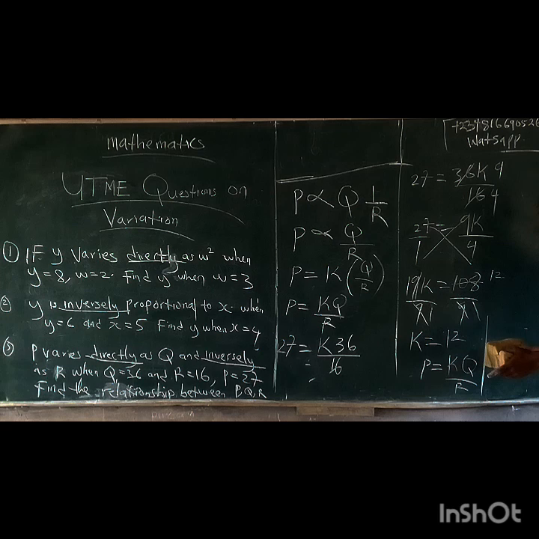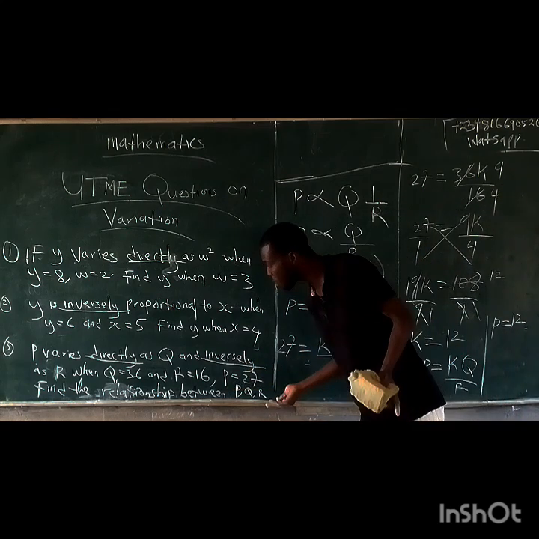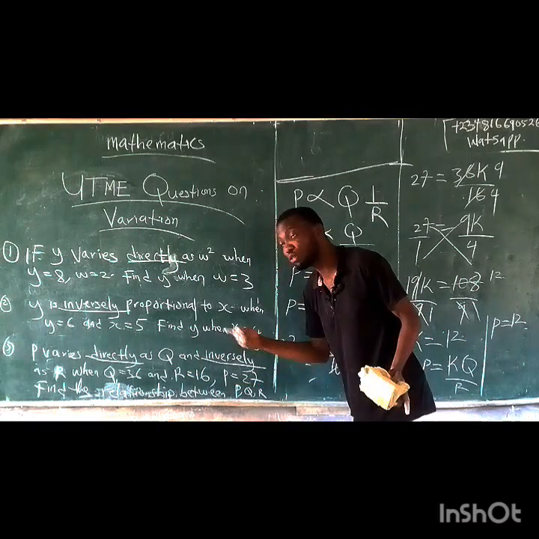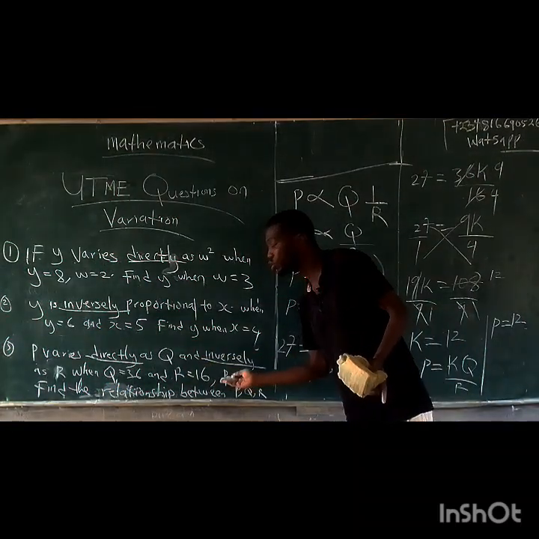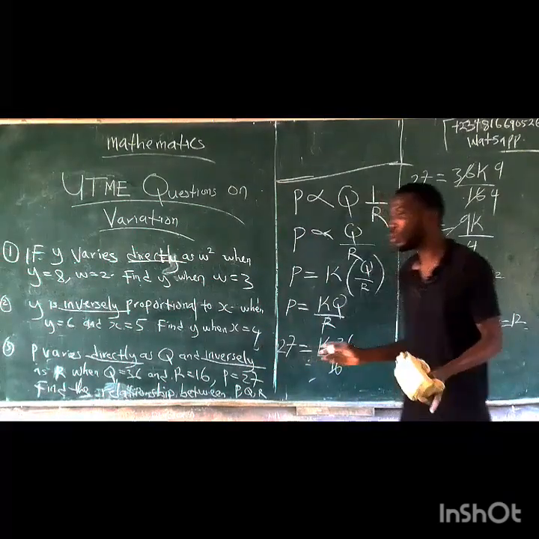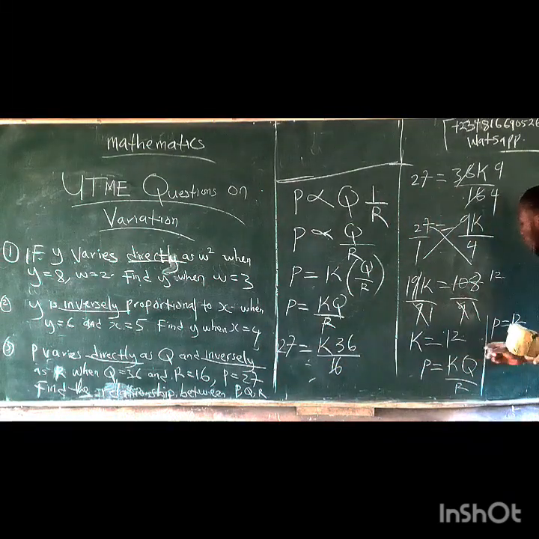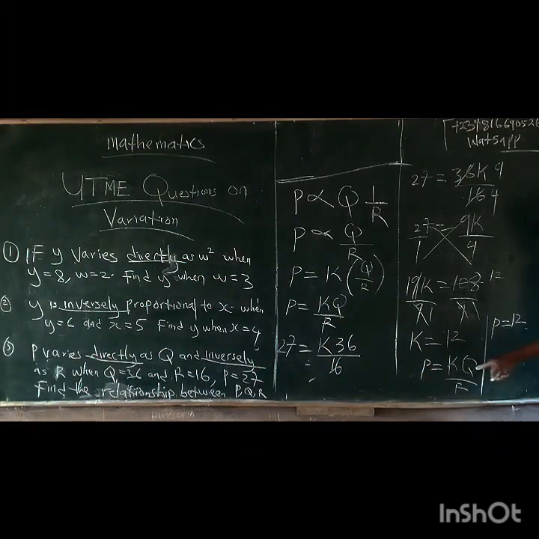So the relationship will now be what? P equals 12, then the value of Q, which we don't know, because the question didn't give us a value for Q. We have already made use of the given values to derive our constant, so we don't use them again. Now P equals 12, then Q, then over R. So that is the answer.